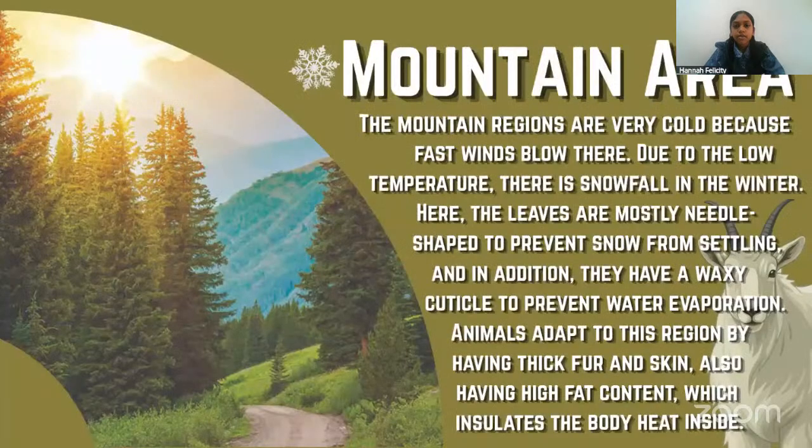Our next topic is mountain area. The mountain regions are very cold because fast winds blow there. Due to the low temperature, there is snowfall in the winter. Here, leaves are mostly needle shaped to prevent snow from settling, and in addition, they have a waxy coating to prevent water evaporation. Animals adapt to this region by having thick fur and skin, also having high fat content, which insulates the body heat inside.